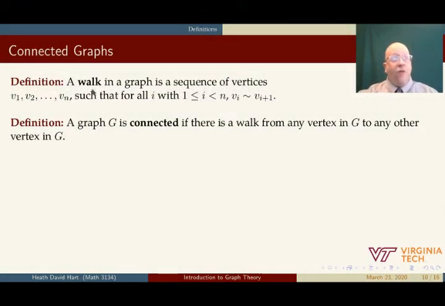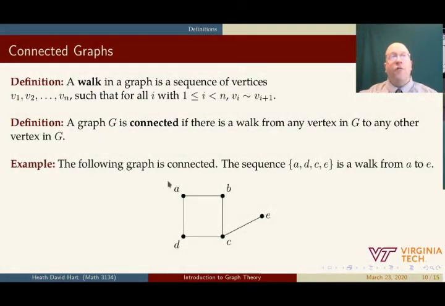A walk in a graph is a sequence of vertices from vertex 1 through vertex n, so that every vertex is adjacent to the vertex that follows it in the sequence. A graph is connected if there is a walk from any vertex to any other vertex. For example, this graph is connected. I can walk from any vertex to any other vertex. As an example, the sequence A followed by D followed by C followed by E is a walk that goes from A to E.